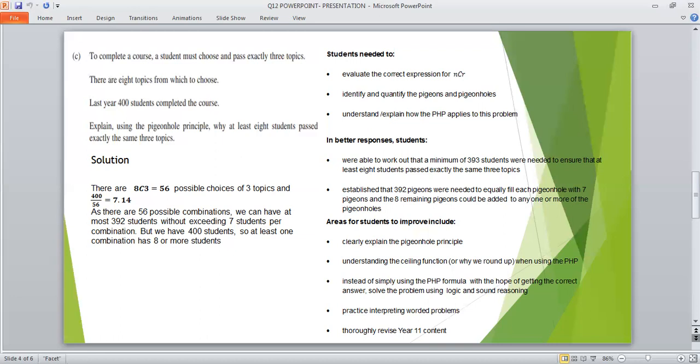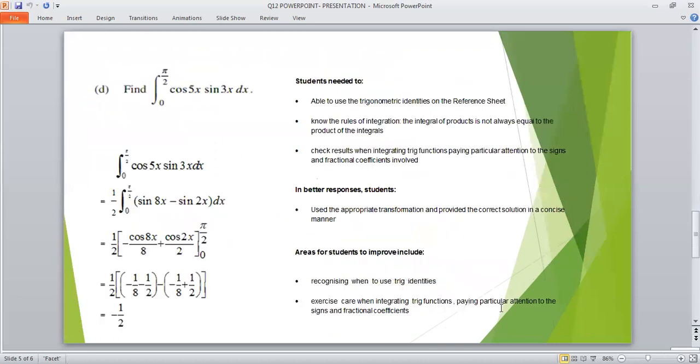The next question was D. And this was a problem involving, as you can see, the product of 2 trig functions, the integral of them, a definite integral. A suggested solution is on the left-hand side.